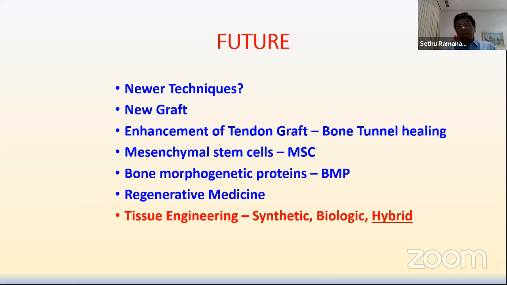Definitely there is some scope for enhancement of the bone tunnel healing. This is probably again more for the soft tissue grafts like hamstrings, whereas in the BTB you have bone, so you may not need this. But there I think things like bone morphogenetic proteins, growth factors, or even stem cells could enhance the healing. I think regenerative medicine in the form of tissue engineering is probably an answer to get an artificial graft, but definitely it's not in the near future.